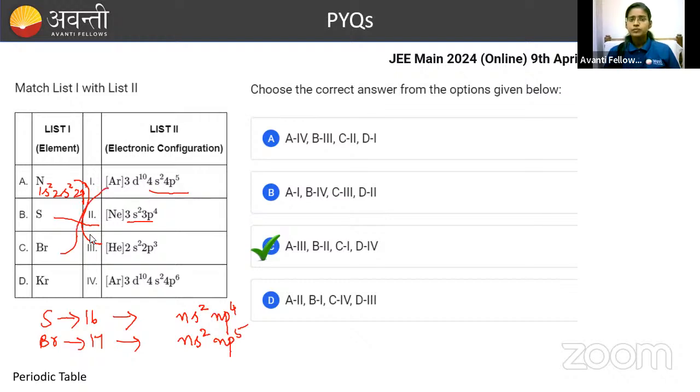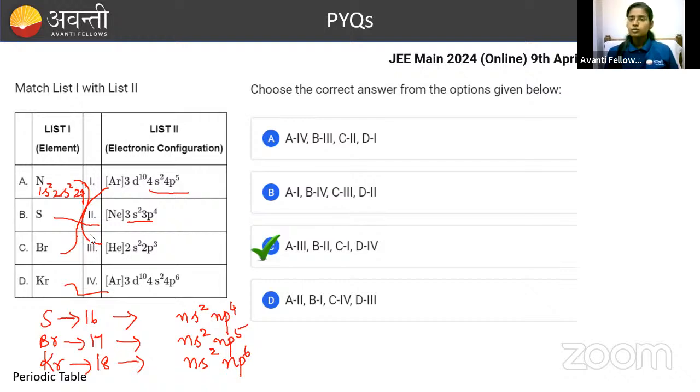And at last D, krypton. Krypton is a noble gas, so it belongs to group number 18. For 18th group elements, the configuration is ns2 np6. So that's why D goes to 4. Is that all right for all of you?